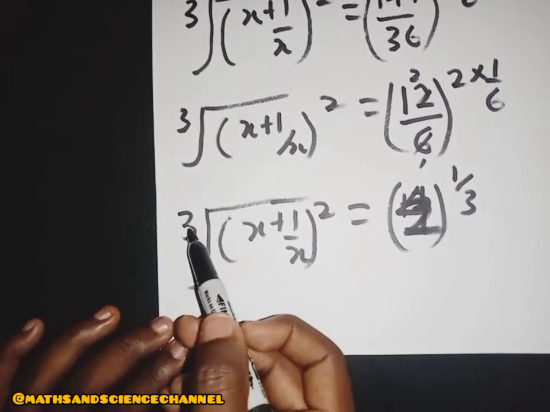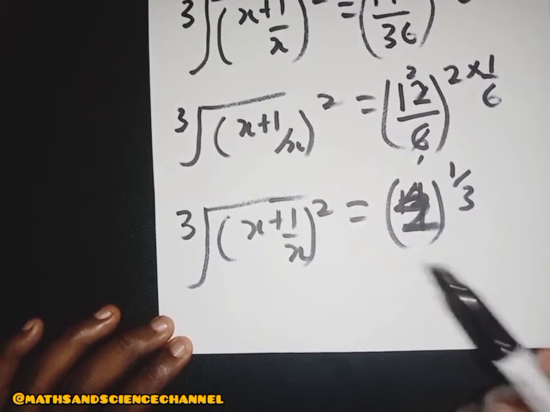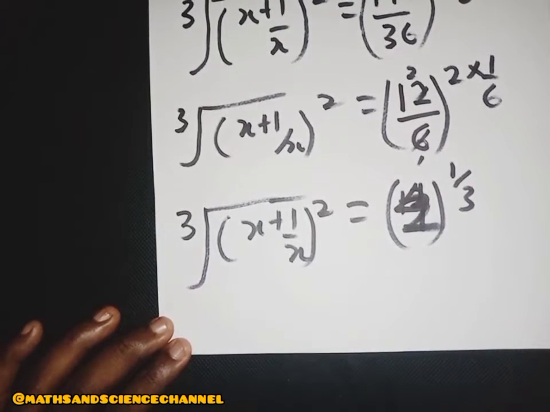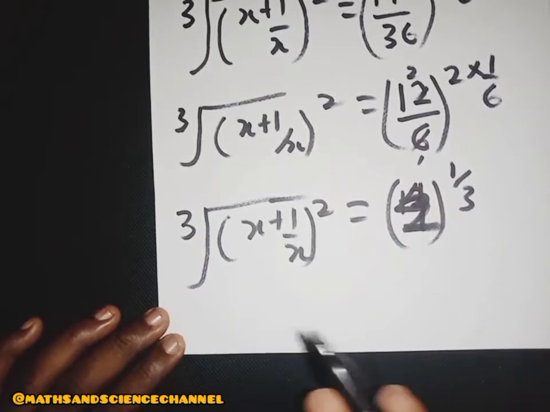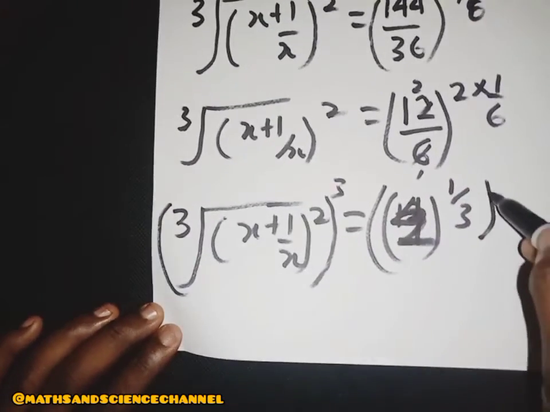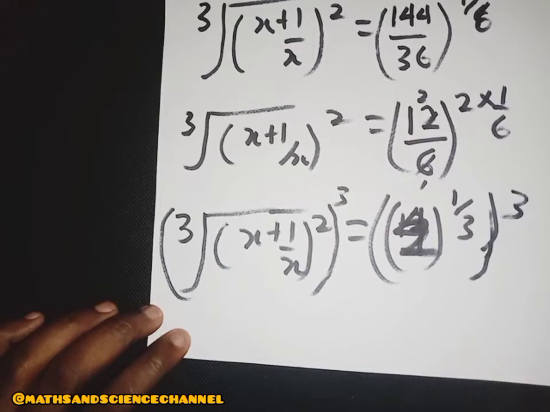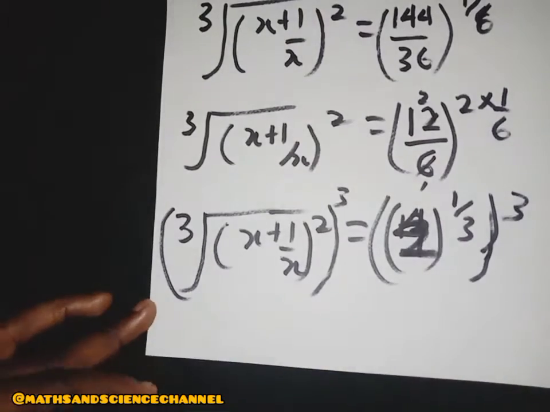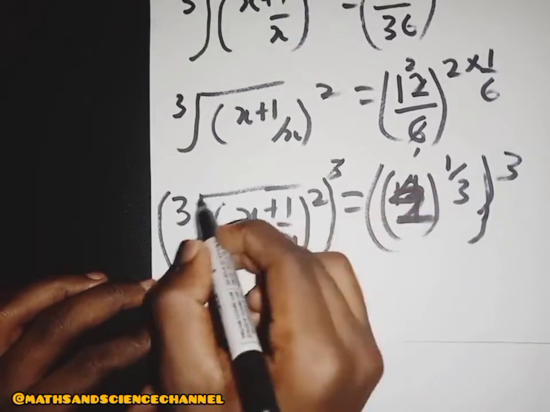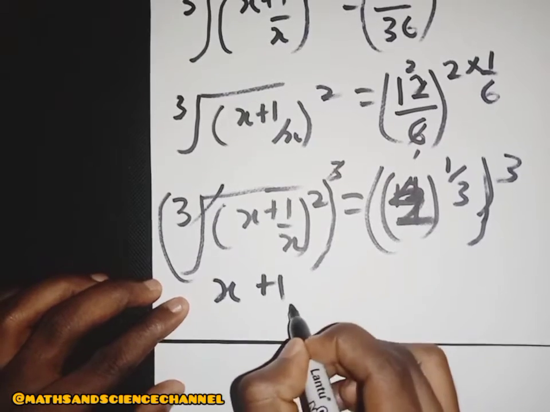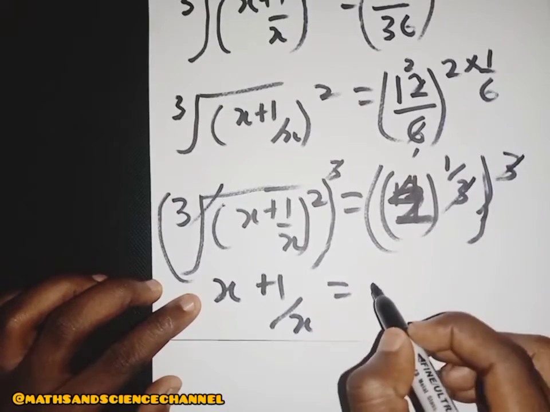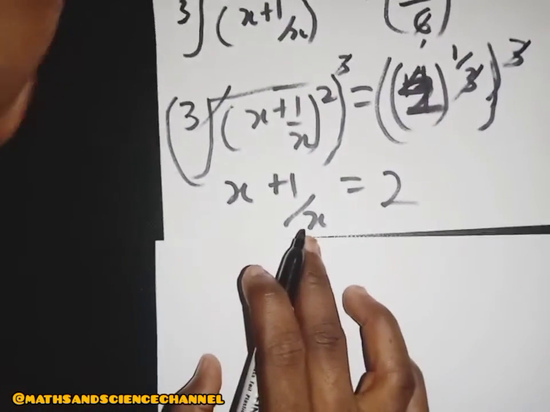Now from here we have the cube root, and then we have 1 over 3. So what we have to do is to just apply the power 3 on both sides. Applying the power 3 on both sides, we apply it here to the power 3, then also to the power 3 on this side. Now when we do that, this will get rid of that, so we have x plus 1 over x in this case being equal to, this will also get rid of that, 2 in this case.